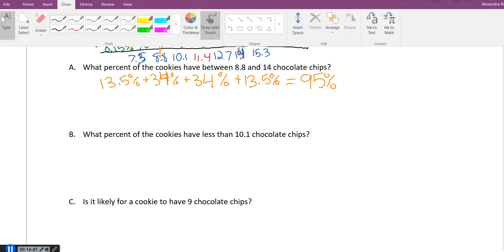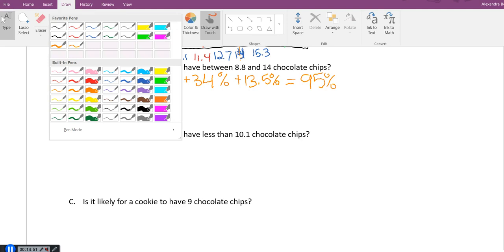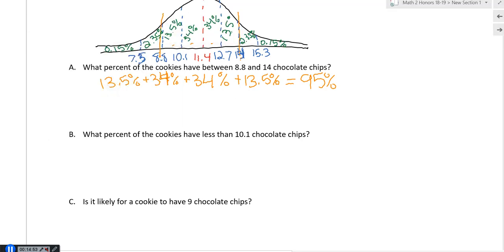What percent of the cookies have less than 10.1 chocolate chips? So here's 10.1, and I want to go that way, right? Less than, so I'm adding all of these up. And that is 16%.